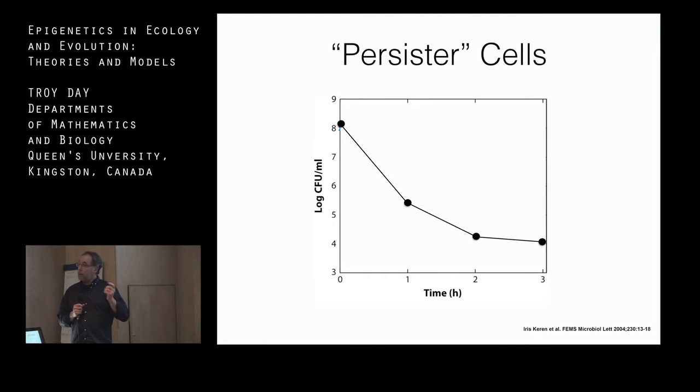If there was a constant killing rate of bacteria, you'd see a linear decline in the population size of the bacteria. But instead you see this saturation, where you get some bacterial cells here that tend to remain after you're finished applying this antibiotic. And these are what Bigger referred to as persister cells.